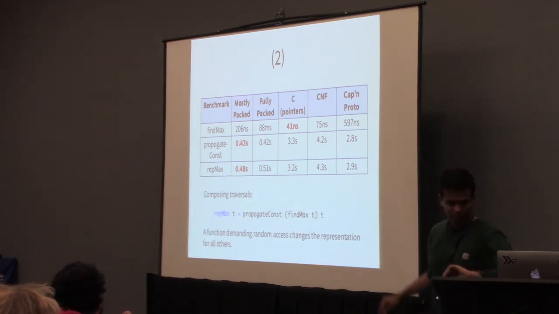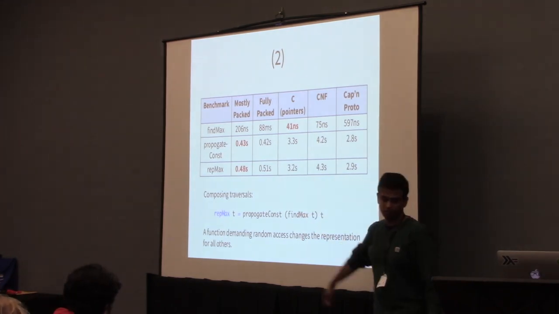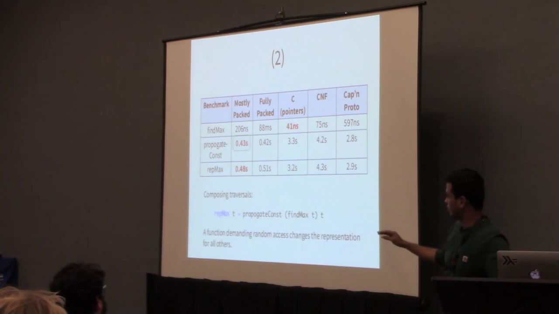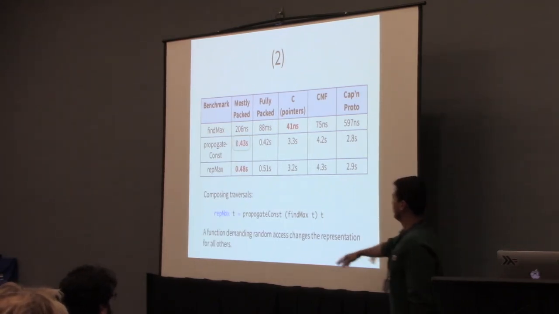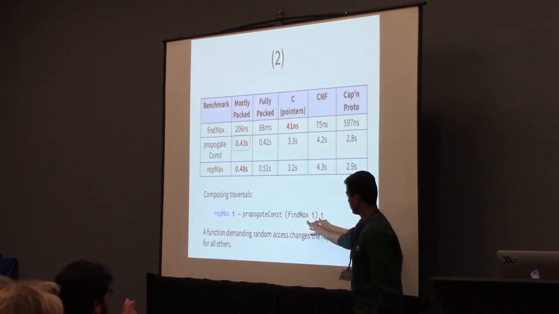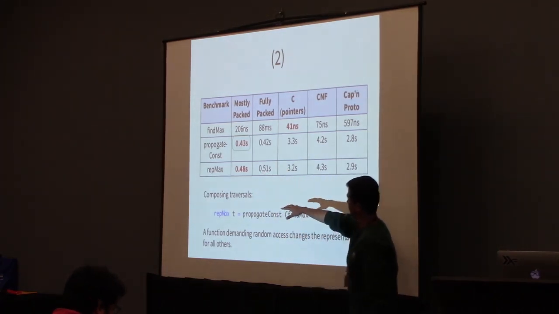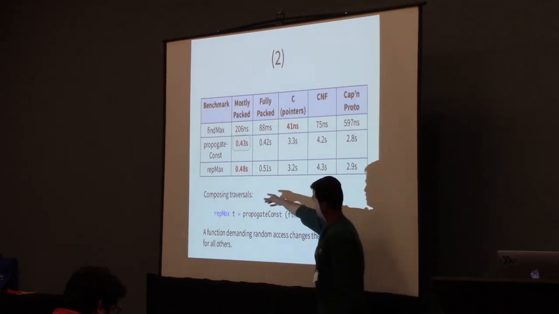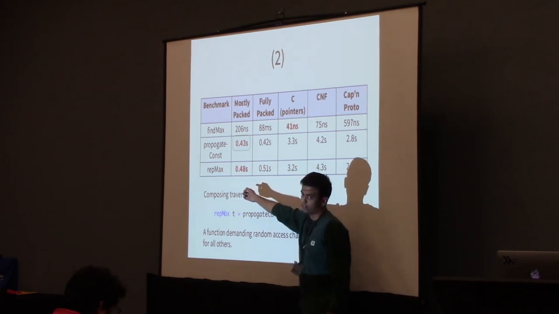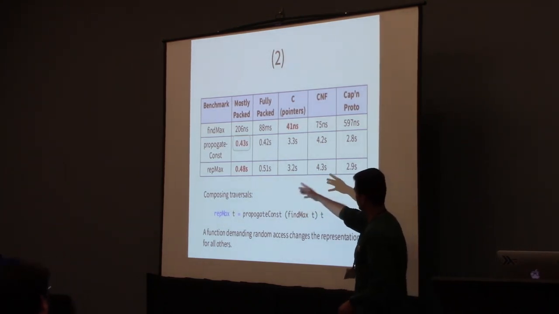I have just one minute, I think. This is an example which composes those two things. Here, find max is an incomplete traversal, and it's going to use those pointers. And propagate const is a function which processes the whole tree. Rep max is a composition of those two things. If you use find max on a tree, the result contains pointers, and you are iterating that in propagate const. You can see the time difference here. Running just propagate const is faster than running it on a representation with pointers. There's a difference between 0.43 seconds and 0.48 seconds. So this does slow down programs, but it's still faster than everything else.